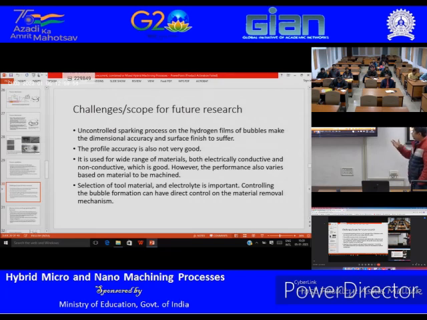Selection of tool material and electrolyte is important, as is controlling the bubble formation. Now, by voltage, you are controlling the bubble formation, but it can have a direct effect on the material removal mechanism also. So you need to have a very good understanding of the bubble formation mechanism and the factors that influence it, right?